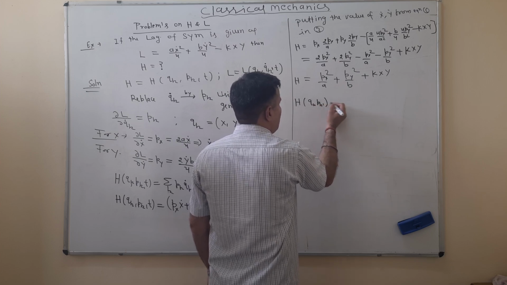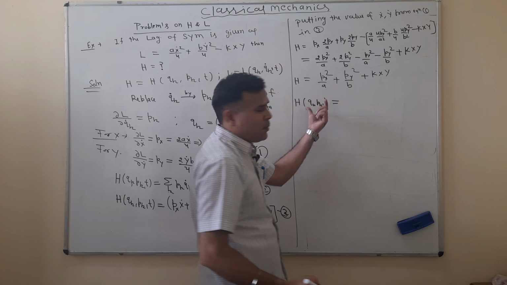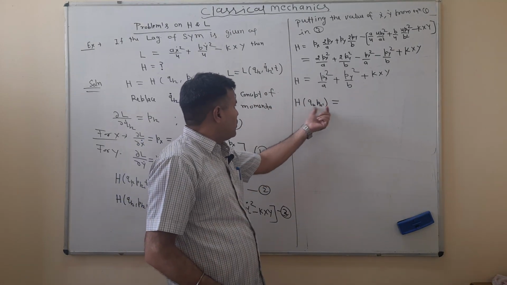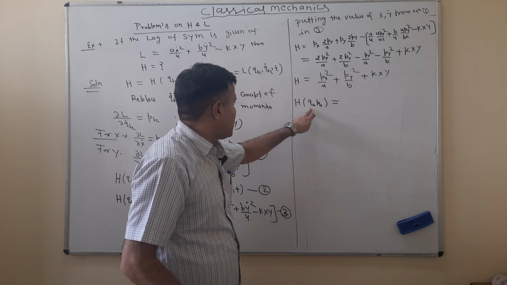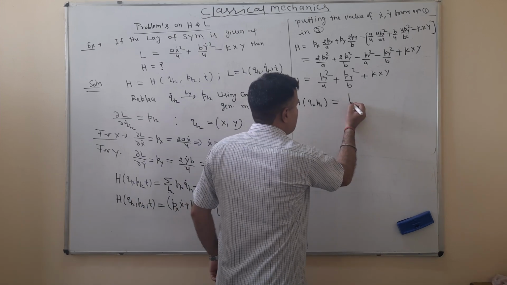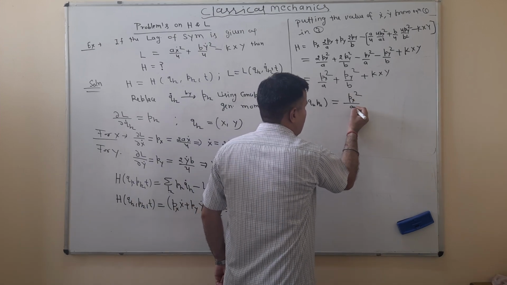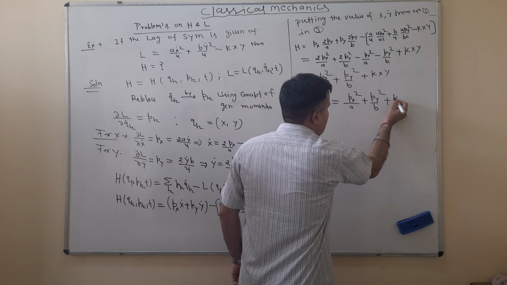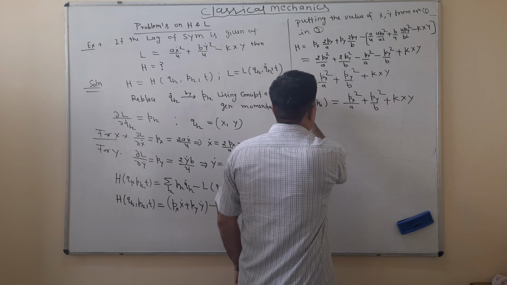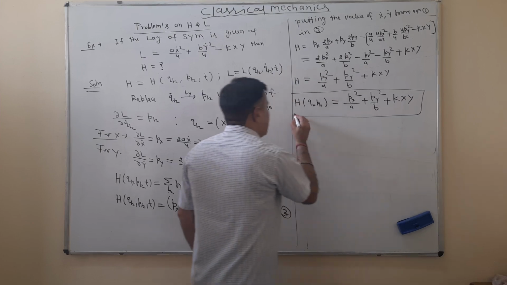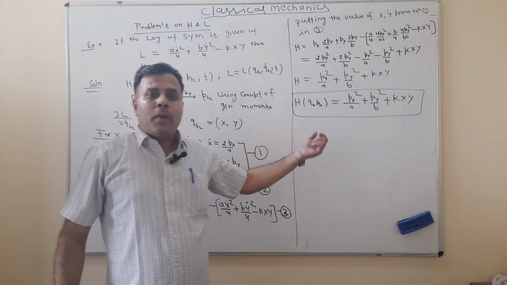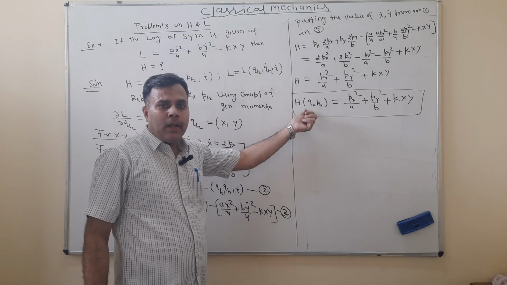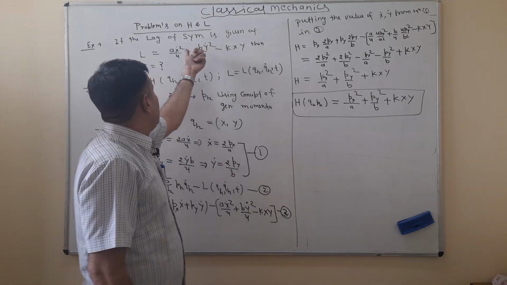So now you can see that this is Qk, Pk, and there is no T term. So this Hamiltonian is absent of time, there is no T term. So this is H of Qk, Pk, which is simply Px square by A plus Py square by B plus Kxy. So this is the way to find out the expression of Hamiltonian for a given Lagrangian.